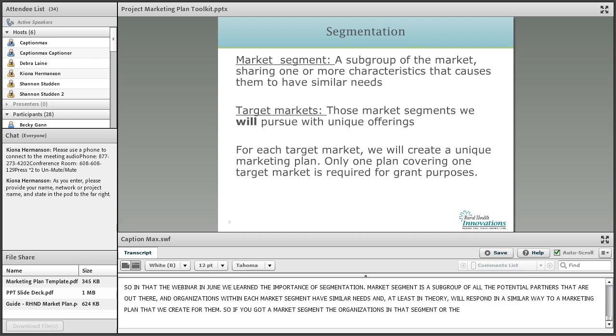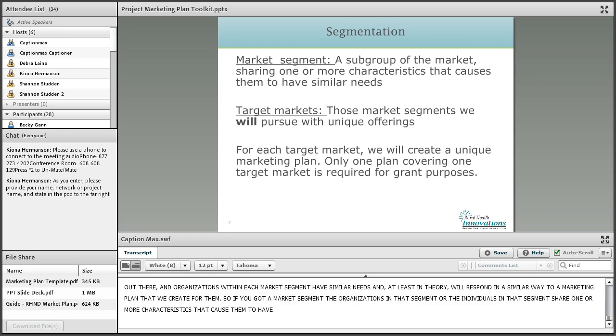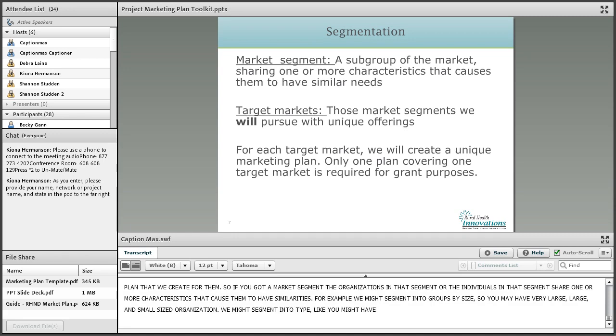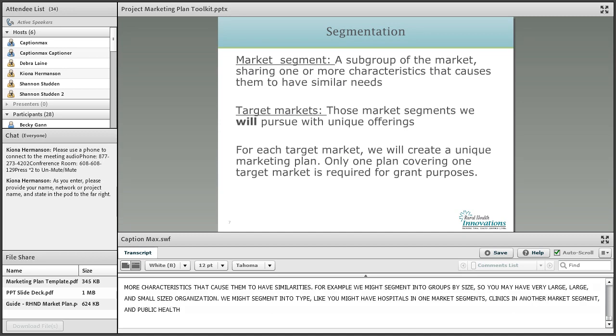So if you've got a market segment, the organizations or individuals in that segment share one or more characteristics that cause them to have similar needs. For example, we might segment into groups by size. So you may have very large and small organizations. We might segment by type of entity, like you might have hospitals in one market segment, clinics in another, and public health organizations in a different market segment.